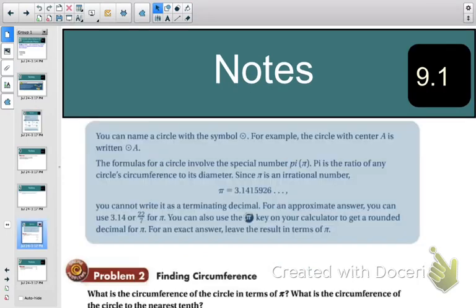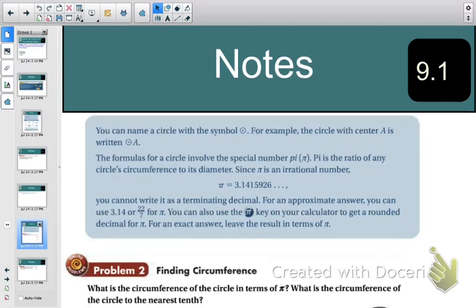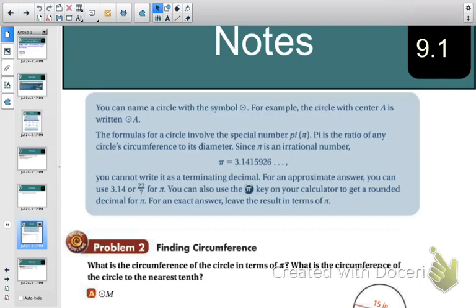Okay. All right, next, let's look at these circles. We can name a circle with a symbol, basically just a circle with a dot in the middle of it, that's the center. So a circle with center A is written as a circle symbol with A, so circle A.